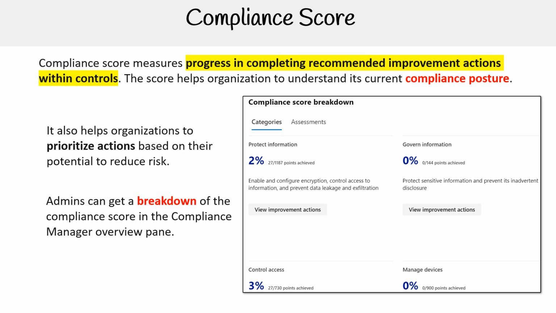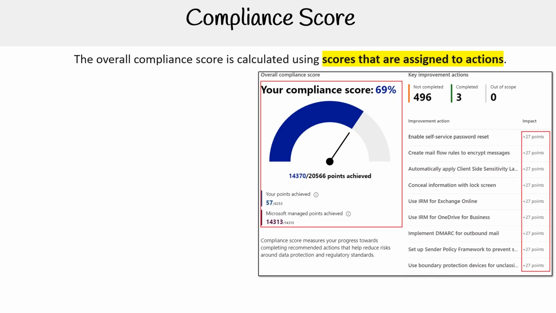So, here's a visual showing the compliance score breakdown, and these are divided into categories such as protect information, control access, govern information, and manage devices. So, the overall compliance score is calculated using scores that are assigned to actions.